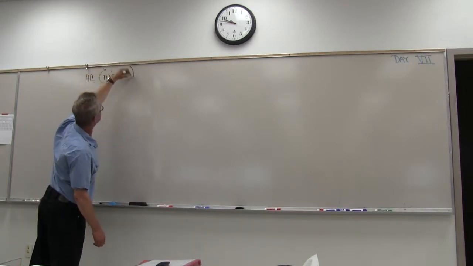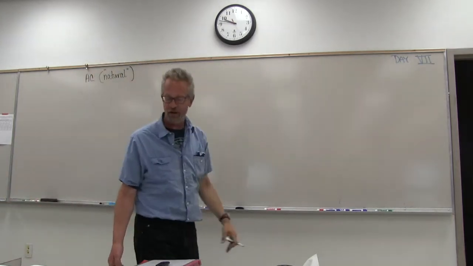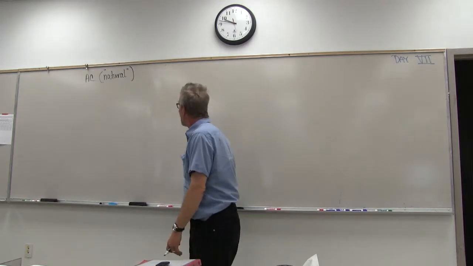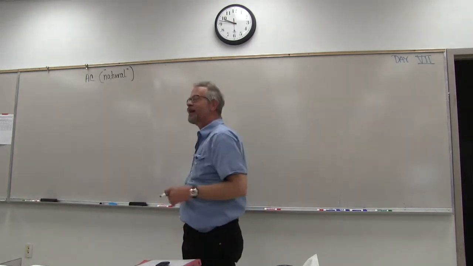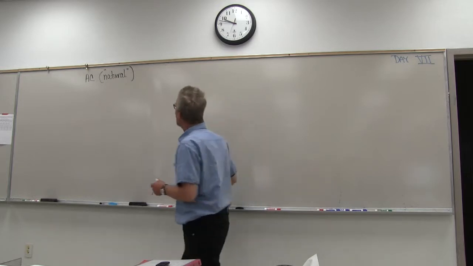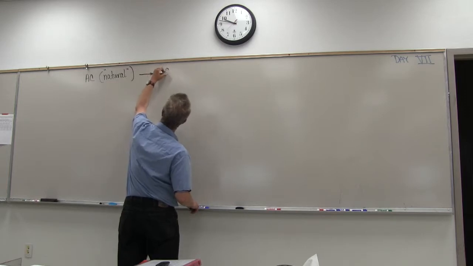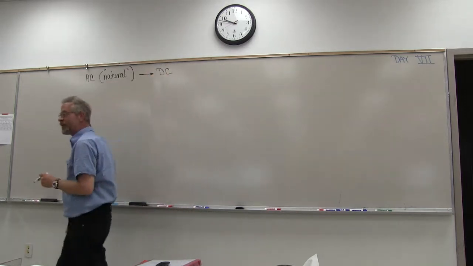AC is natural because it involves a circle, and the rotations are natural in our universe. The Earth goes around in a circle. Everything goes around in a circle. The motors and generators all go around in a circle. And we need to convert that somehow to a straight line, which is the way we represent DC.